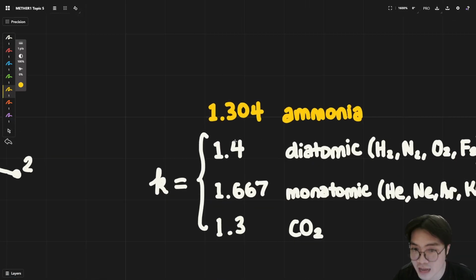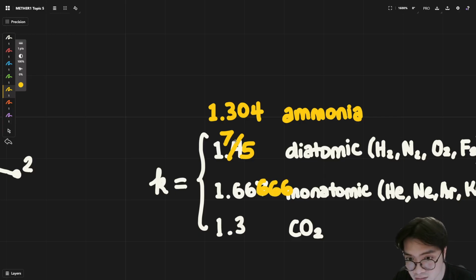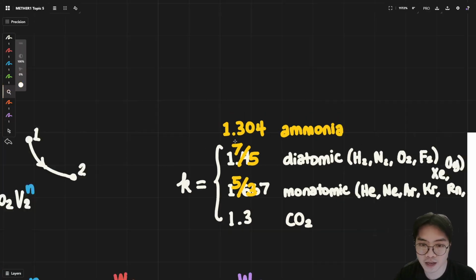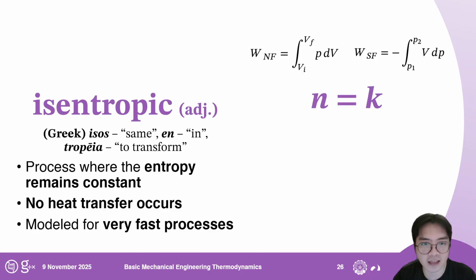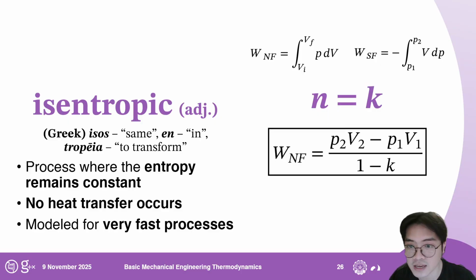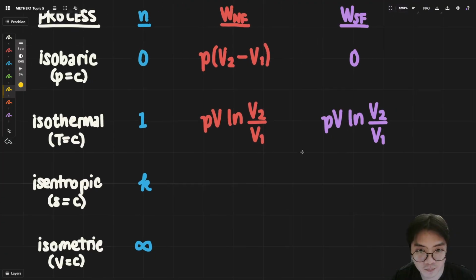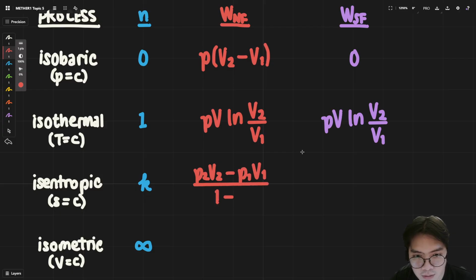And if you want to be very pedantic, this 1.4 is exact. This is actually 7 over 5. You can replace that with 7 over 5. And the 1.667 actually continues infinitely long. So this is actually 5 over 3. Okay, anyway, that is our K, and our work non-flow formula is P2V2 minus P1V1 over 1 minus K. So let's write that down now. P2V2 minus P1V1 all over 1 minus K.